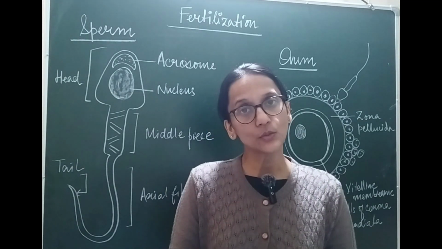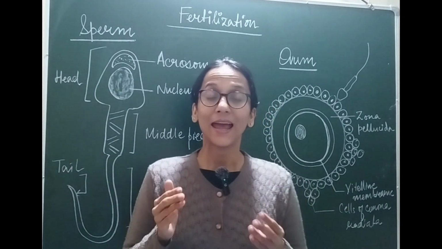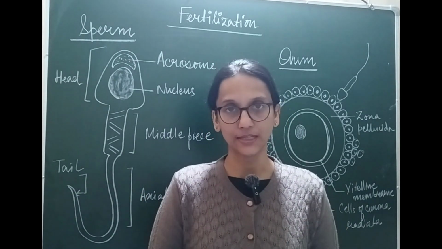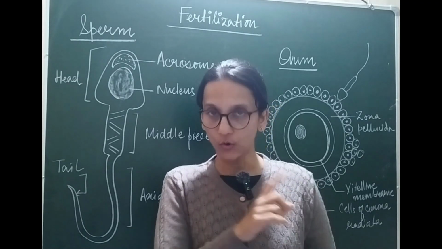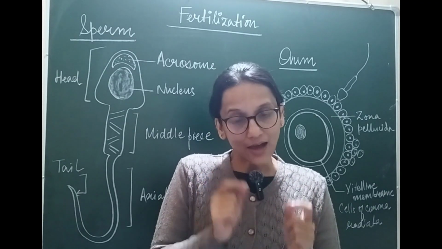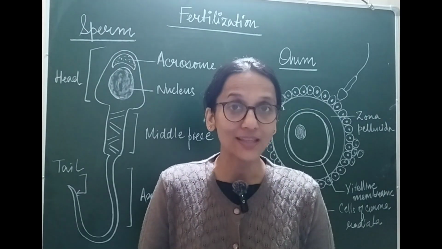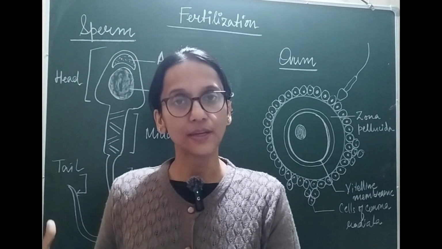The rate with which a sperm moves is about 1.5 millimeter per minute, and then it reaches the fallopian tube where the egg waits for fertilization. Now the egg is released on the 14th or the 13th day of the menstrual cycle. So after the 13th or the 14th day, if there is copulation, then the chances of pregnancy increases. Now let us understand the structure of the male and the female gamete.